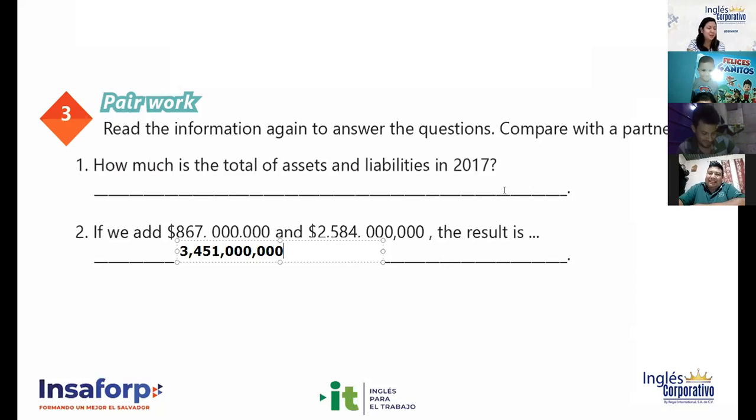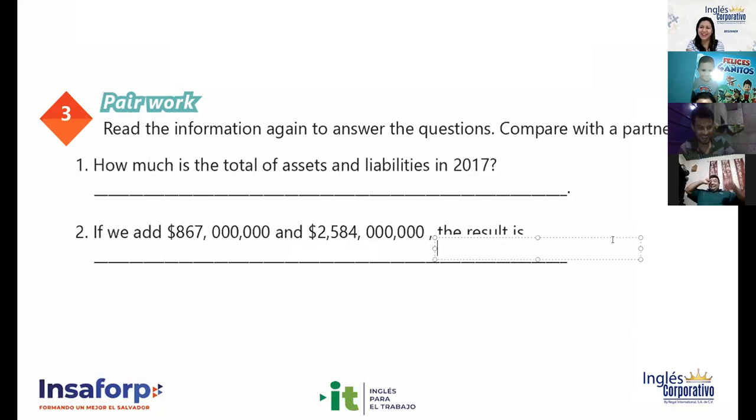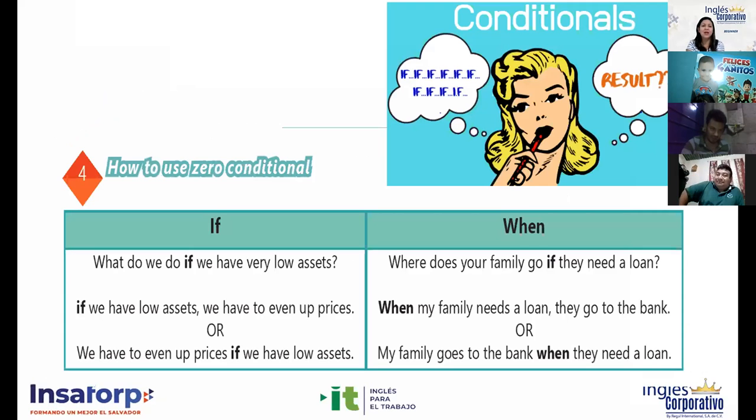Zero conditionals. It's almost 9. Okay, thank you so much. It's difficult to discuss with you. Okay, so how do you use zero conditional? A conditional, we have condition and we have a result. For example, we can use if or when. What do we do if we have very low assets? If we have low assets, this is the condition, we have to even up prices. Or we have to even up prices if we have low assets.